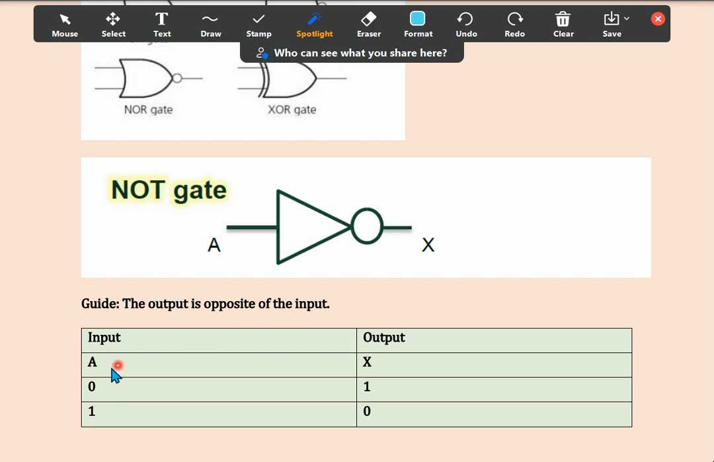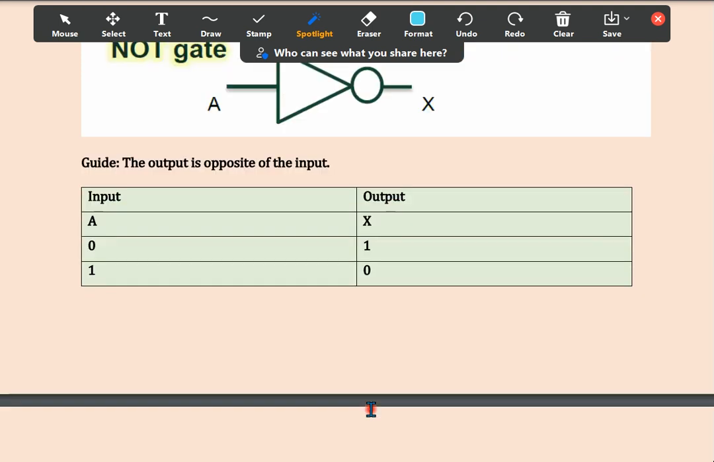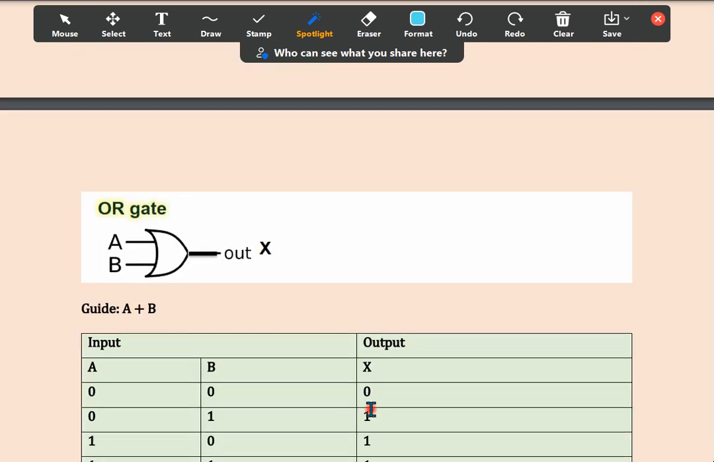Let's say, for example, if we have the input A of 0, we have 1 for the output. And if we have 1 for the input, we have 0 for the output. It's just completely the opposite. That is the NOT gate. Next one is the OR gate.